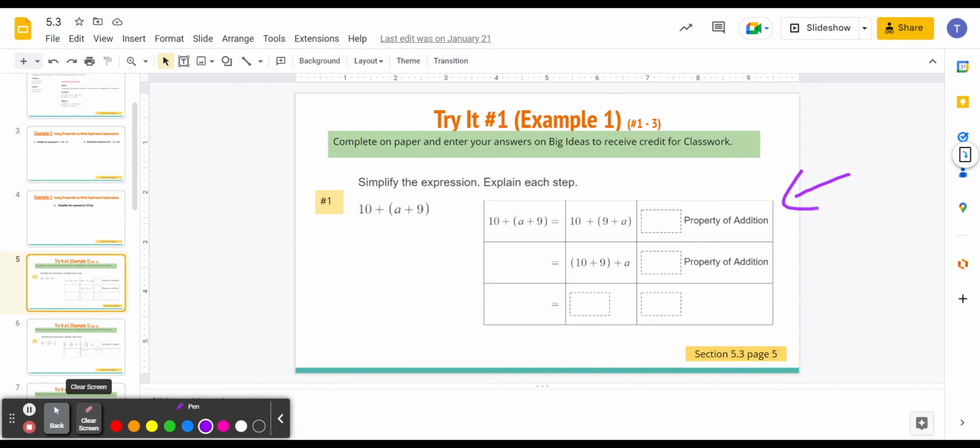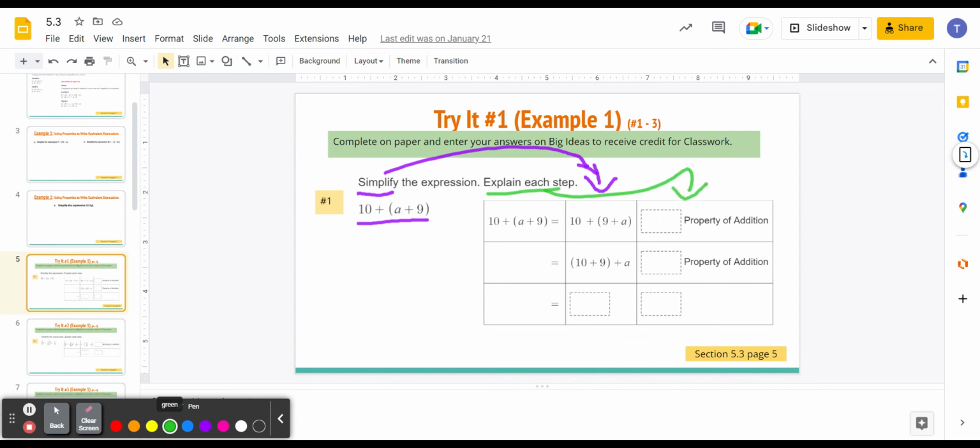So let's do try it number 1 to make sure that you understand what we're doing. Here is your original. This is the actual problem. And it says to simplify. Then it says to explain. So this is your simplifying, and this is your explaining. Your explaining is your properties. So right here is the same as the original. This is just going from the very beginning.